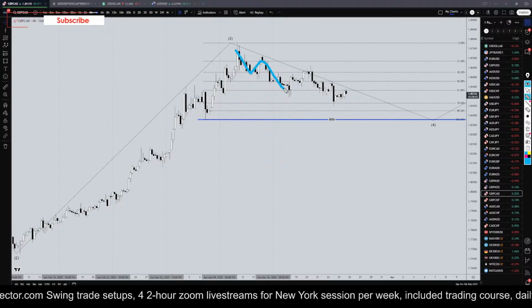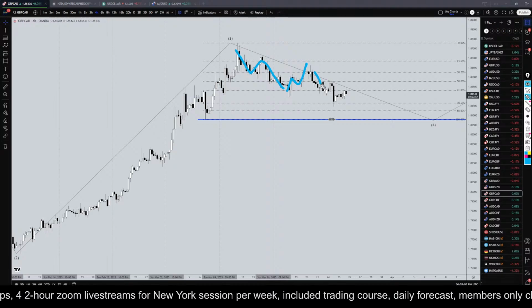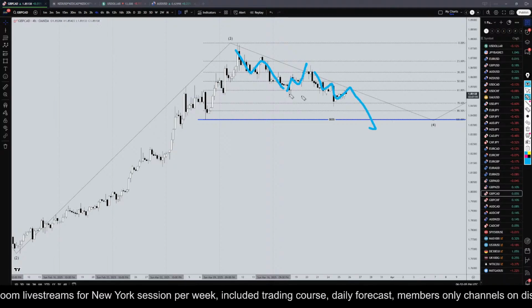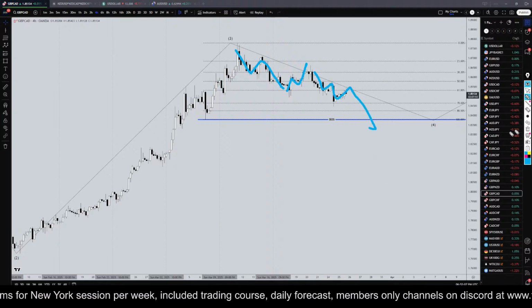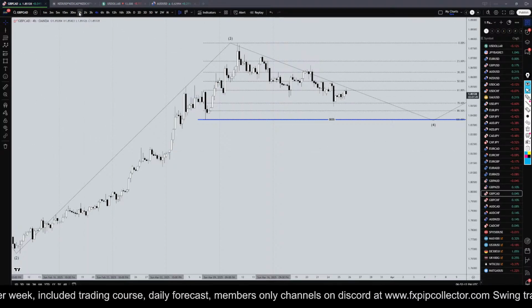This is potentially some sort of a 3-3 pattern too. 1-2-3 down, 1-2-3 up. Maybe it is a WXY. 3 down, 3 up, 3 down. WXY seems very likely.